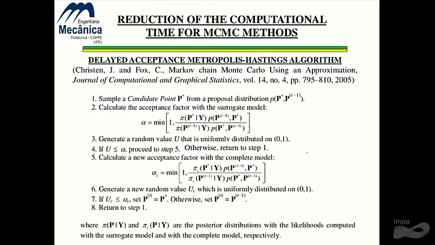And if this candidate is not accepted, we continue here, generating samples, okay? And if it is accepted, we move to our next step with the complete model, and then compute the posterior with the complete model. And then we decide if we should accept it or not, okay? So it's very simple, and the implementation is very simple too, okay?